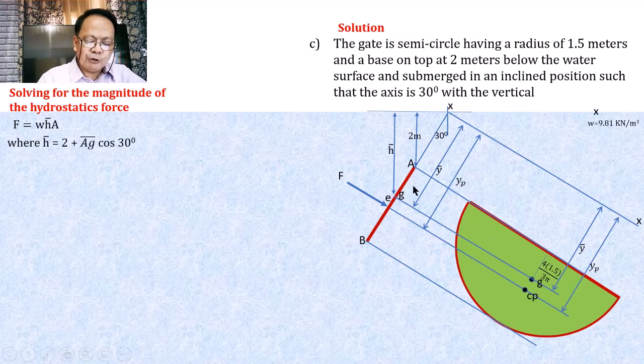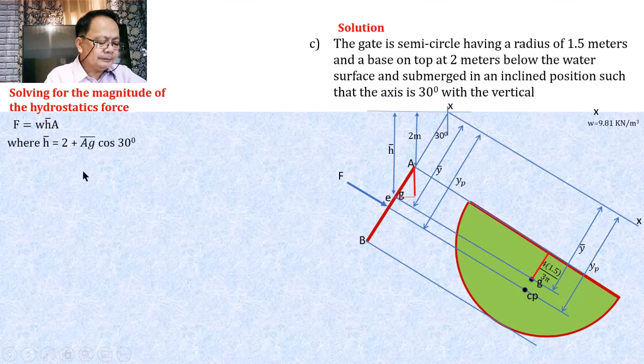If that would be shown here, it will be this distance, colored red. Because this is 30, this is also equal to 30, and therefore the vertical distance between AG is equal to AG cosine of 30, and that becomes the vertical distance of the centroid from the liquid surface. That is equal to 2 plus AG cosine of 30. Now, what is our A?